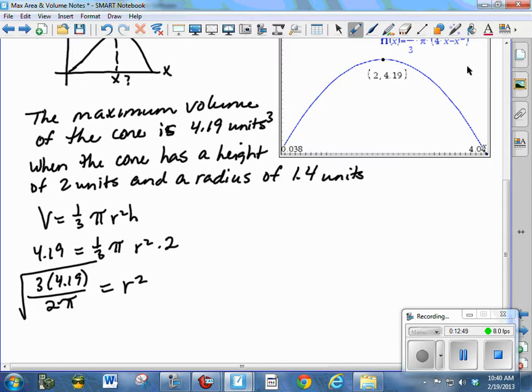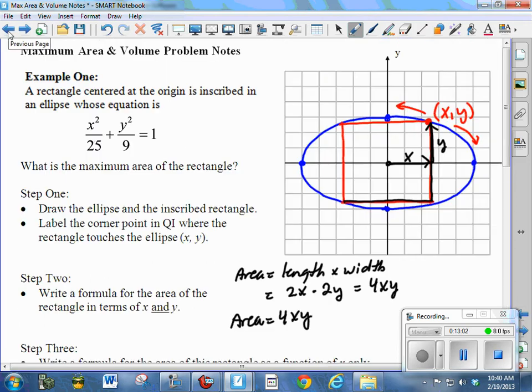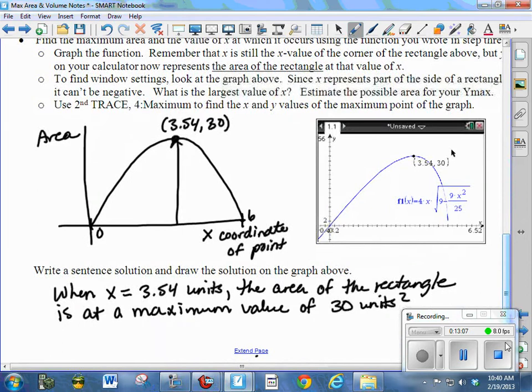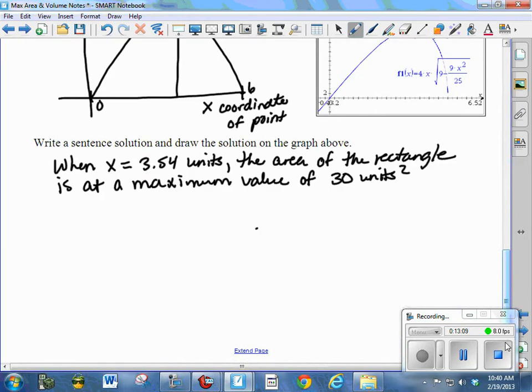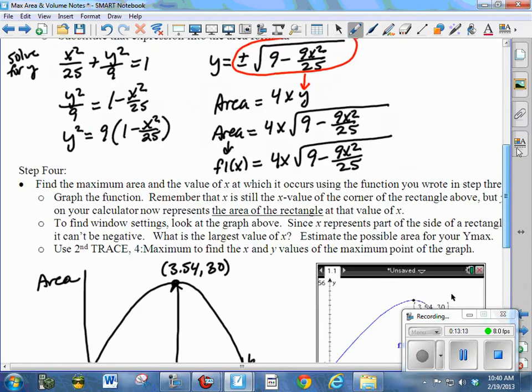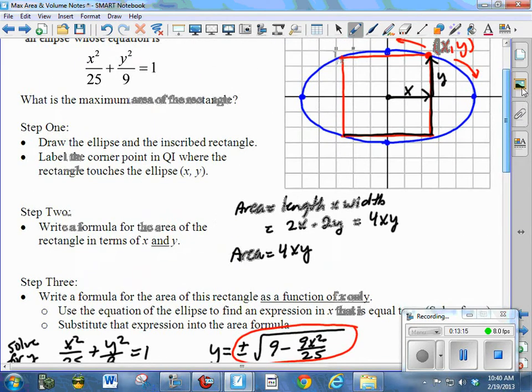And I forgot to do that last step on the previous problem. So I'm going to take us back to the previous problem and find the other dimension of the rectangle. So we have our cone and both of its dimensions. Now if we go back to our rectangle, we said that the maximum area was 30 units squared when x was 3.54, so that would be one of the dimensions. That's actually only half of a dimension. So what are the dimensions of this rectangle?